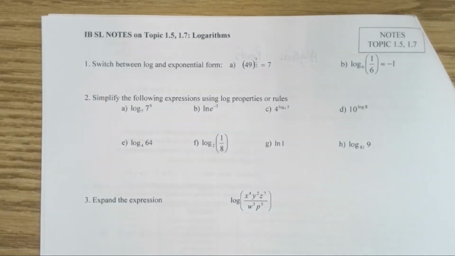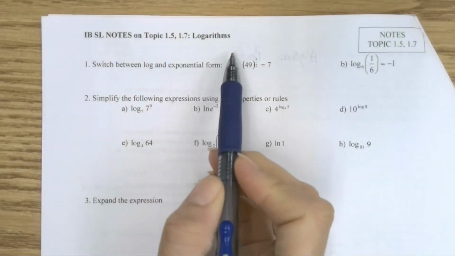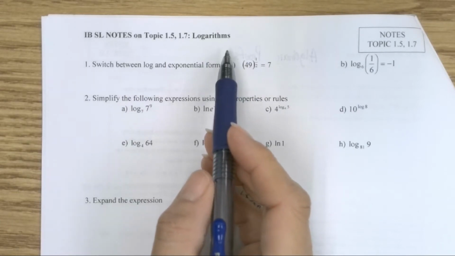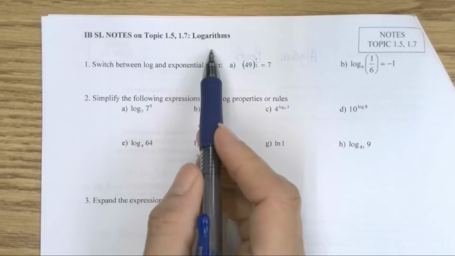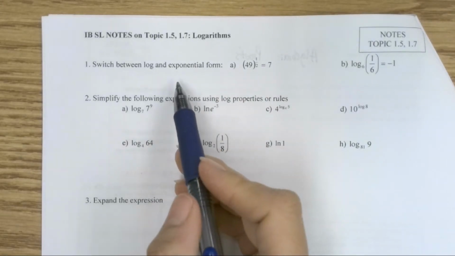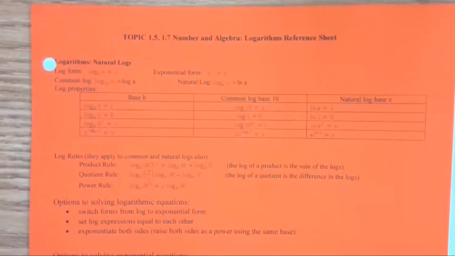Hey, calculus students. We are studying our IB topics, and we're in the middle of topic 1. Today we're going to focus on sections 1.5 and 1.7 in our subject outline or syllabus outline, which is logarithms. So we're just going to go over some of our basic log skills, and I am going to reference a reference sheet that I've made for you guys that you should have received.